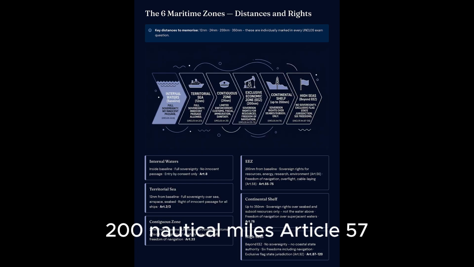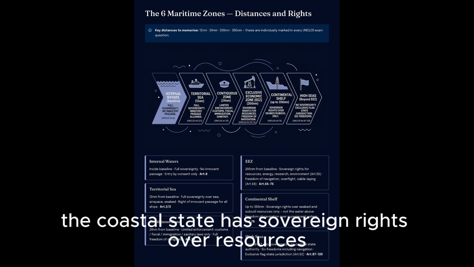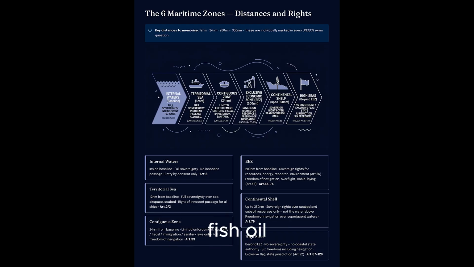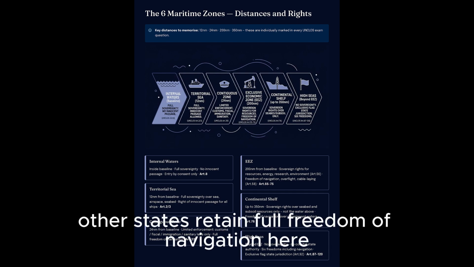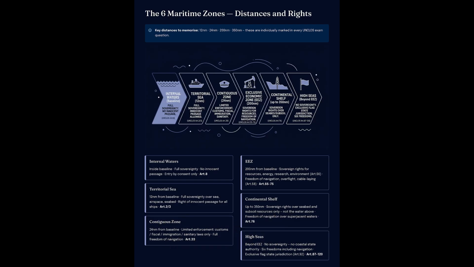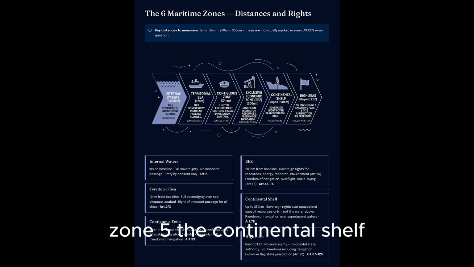Zone 4, the exclusive economic zone. 200 nautical miles. Article 57. The coastal state has sovereign rights over resources. Fish, oil, gas, wind energy. But your navigation? Completely free. Article 58. Other states retain full freedom of navigation here.